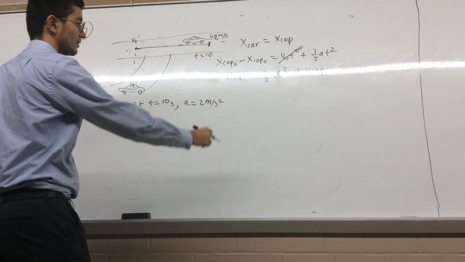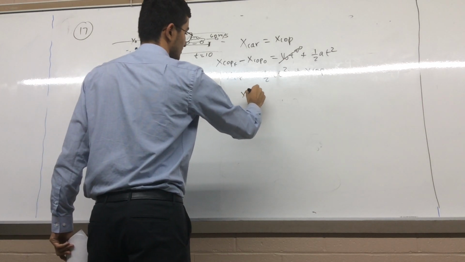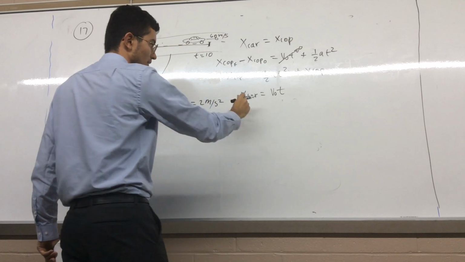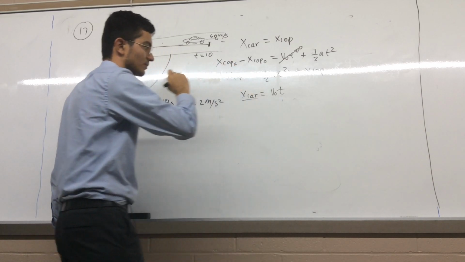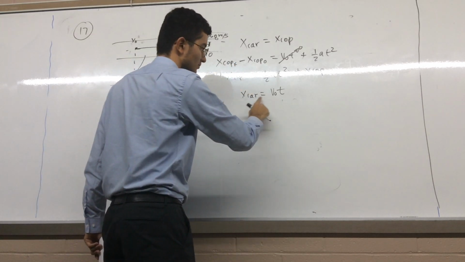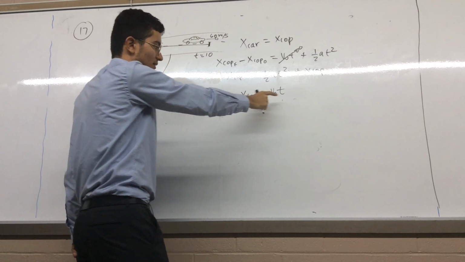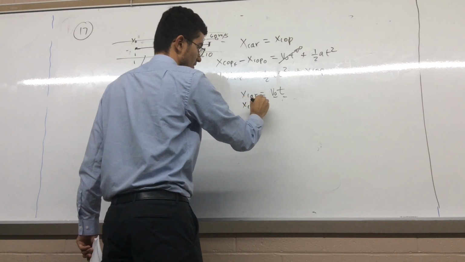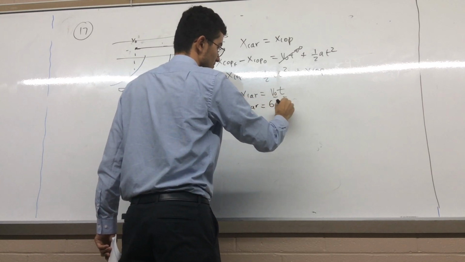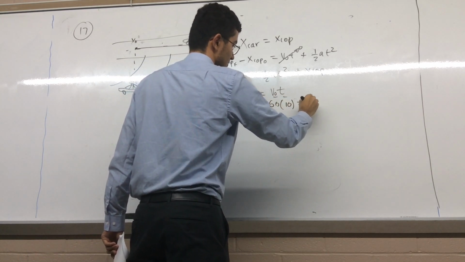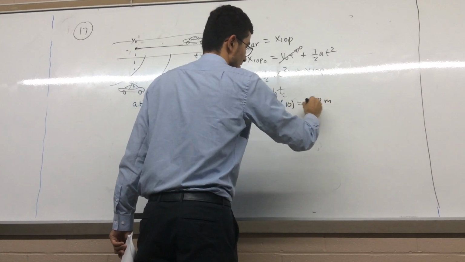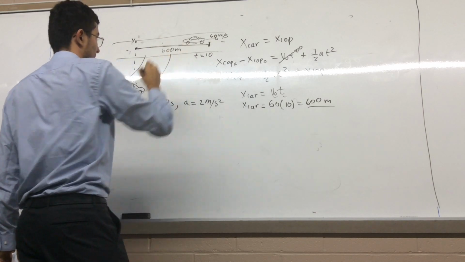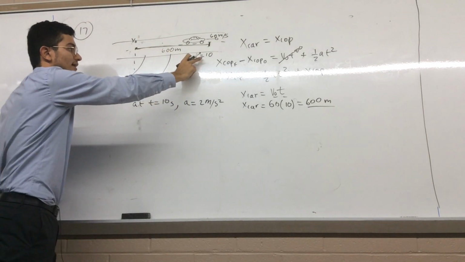So let's do that. We know that x car is equal to v0 times t. We don't know the final position; we want to find it at t equals 10 seconds. We know the velocity and we know t, so x car is equal to 60 meters per second times 10 seconds. That's 600 meters. So this distance over here is 600 meters at t equals 10 seconds.